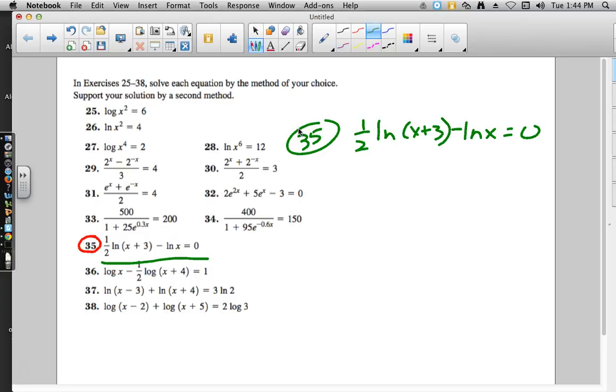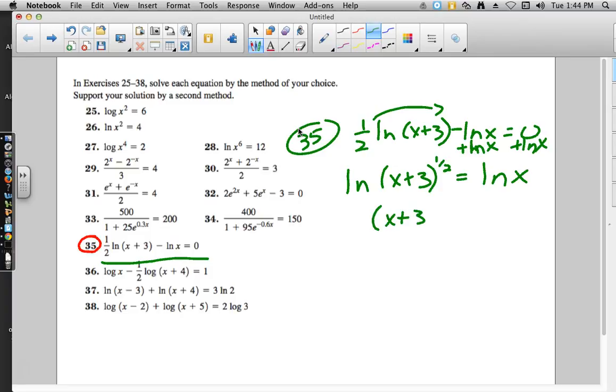It's that one-to-one relationship. So if I put this 1/2 back up here where it belongs as a power and move that natural log of x over by adding it, it'll look like so. And that means the natural logs are no longer a part of the equation. I don't need those to be equal. I need these two pieces to be equal to each other because the natural log of both of those have to be the same.